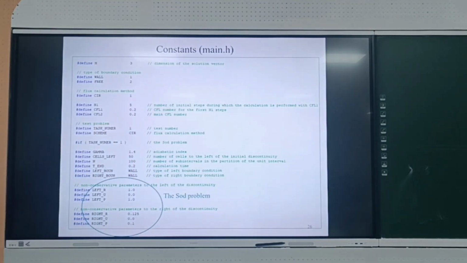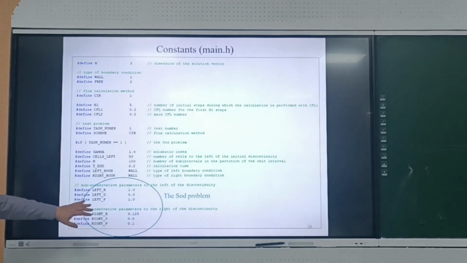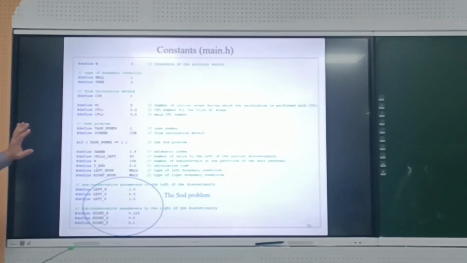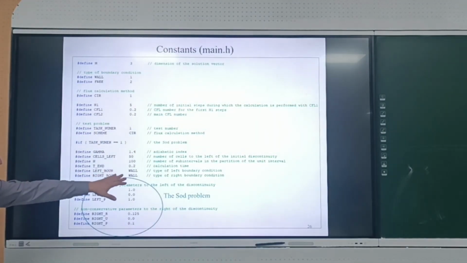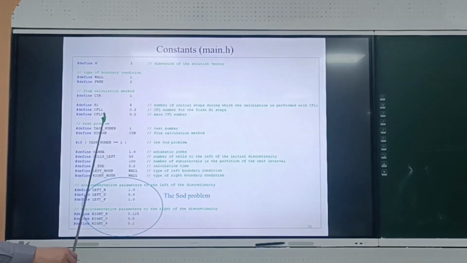As for constants, we have two types of possible boundary conditions. We discussed the wall boundary condition and the far field boundary condition. In the program, they are called wall boundary condition and free boundary condition. And this is the statement of the problem. It corresponds to the SOT problem: parameters to the left of the discontinuity, parameters to the right of the discontinuity, and the final time instant. To the left and to the right, we would like to install the wall boundary condition.